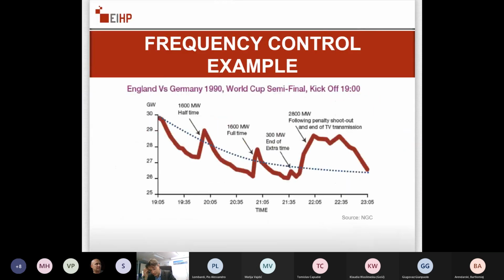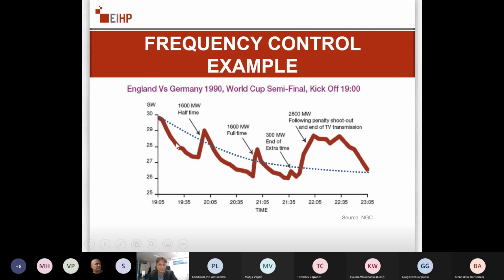And this is not something new in the system. Actually, we had that from the very beginning. This is one interesting case from 1990, when the Football World Cup semi-final was going on, I think in Italy, when England was playing versus Germany. And this is the system load in the UK. The match started at 7 p.m., and this dotted line is the planned load of the system. When the match started, the load dramatically dropped by almost 3,000 megawatts, because everybody was watching TV and nobody was doing anything else.